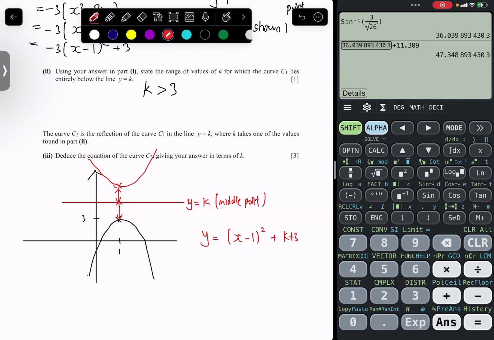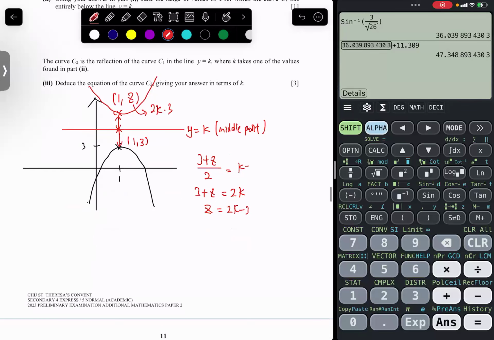So this coordinate is 1 and, let's say, a random value. Let us use z. 1 and z. So this point is 1 and 3. That means the midpoint is (3 plus z) over 2 equals k. So 3 plus z equals 2k, z equals 2k minus 3. So that means this point is going to be 2k minus 3.